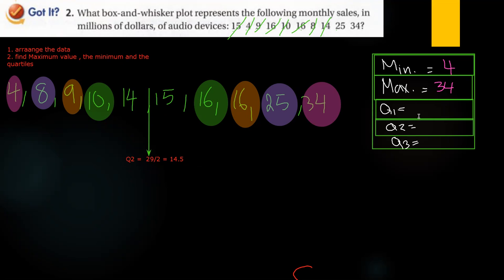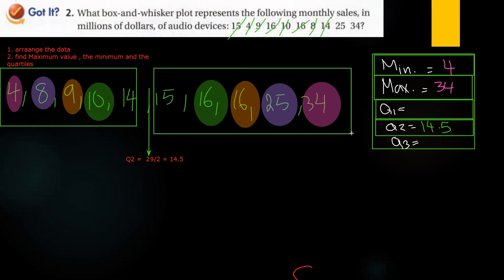So now let's write here that Q2, after we found it, is 14.5. Then we need now to find the Q1 and the Q3. And since we didn't use 14, I will use it to find the Q1. And we didn't use 15, so I will use it to find Q3.